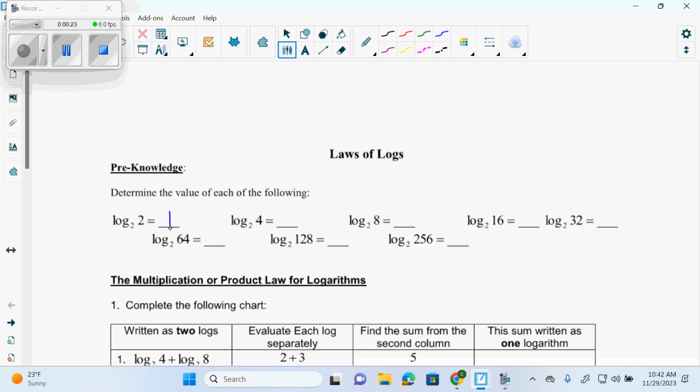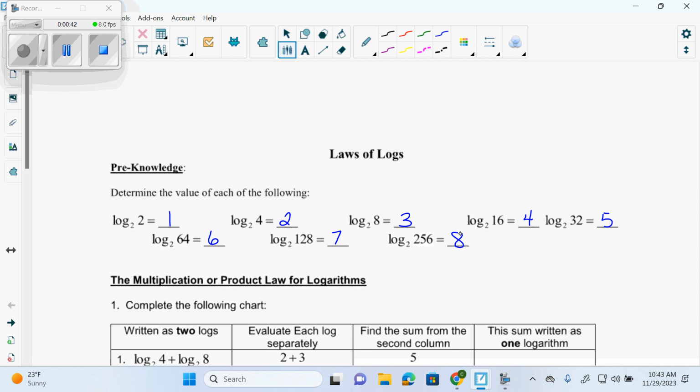2 to what exponent gets me 4? Log base 2 of 4 is 2. Log base 2 of 8 is 2 to what exponent gets me 8? 3. And then this one's 2 to what exponent gets me 16? 2 to what exponent gets me 32? 5. And then 6, 7, 8.